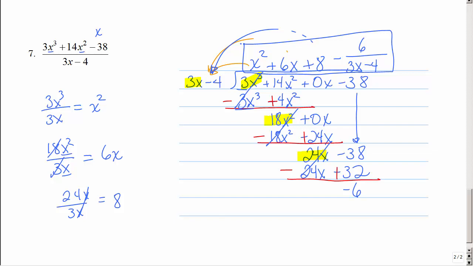Now I know that was kind of fast. Stop, rewind, go through the examples one more time, check to see if everything's in descending order, and see if you need placeholders.